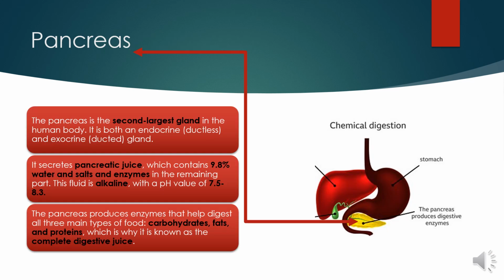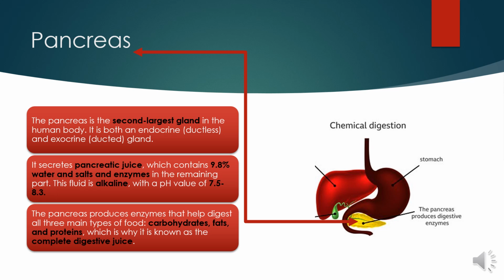Pancreas, Agnyashay. The pancreas is the second largest gland in the human body. It is both an endocrine (ductless) and exocrine (duct) gland. It secretes pancreatic juice, which contains 9.8% water and salts and enzymes in the remaining part. This fluid is alkaline with a pH value of 7.5 to 8.3.